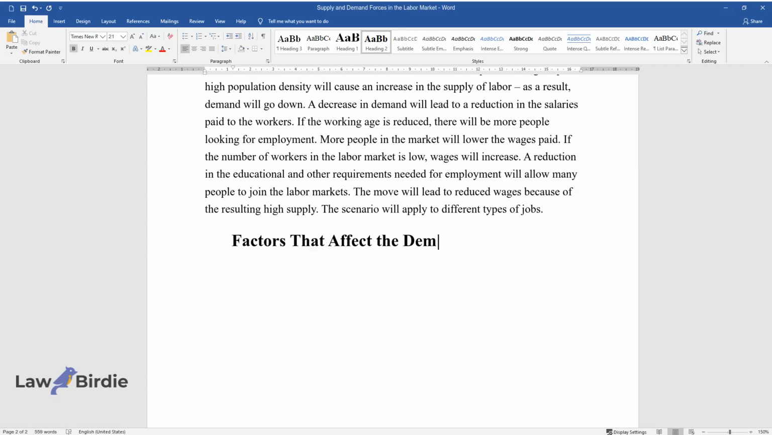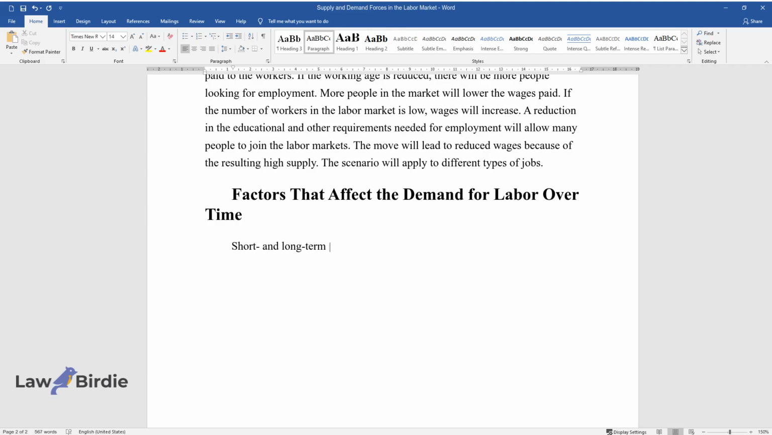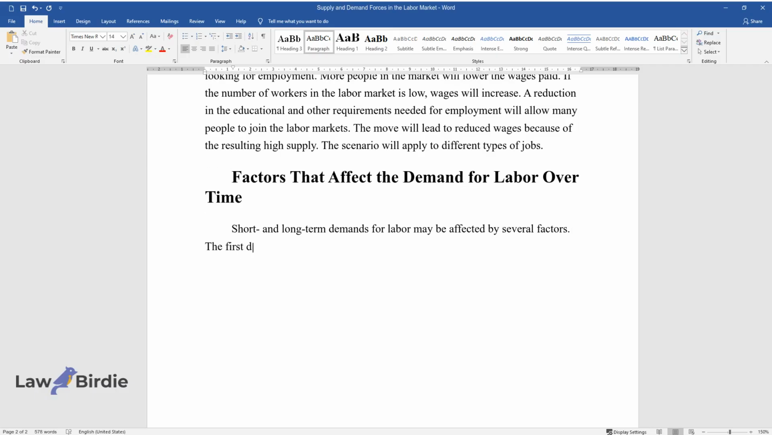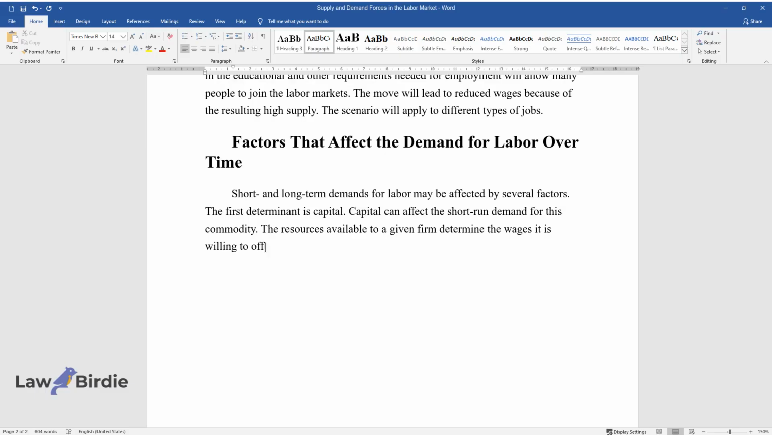Factors that affect the demand for labor over time. Short and long-term demands for labor may be affected by several factors. The first determinant is capital. Capital can affect the short-run demand for this commodity. The resources available to a given firm determine the wages it is willing to offer.